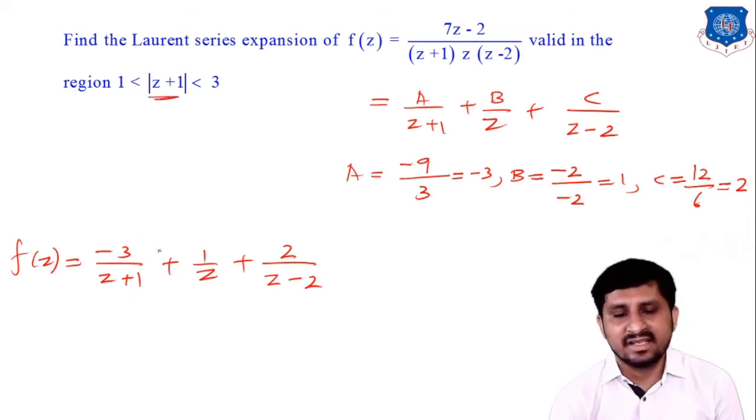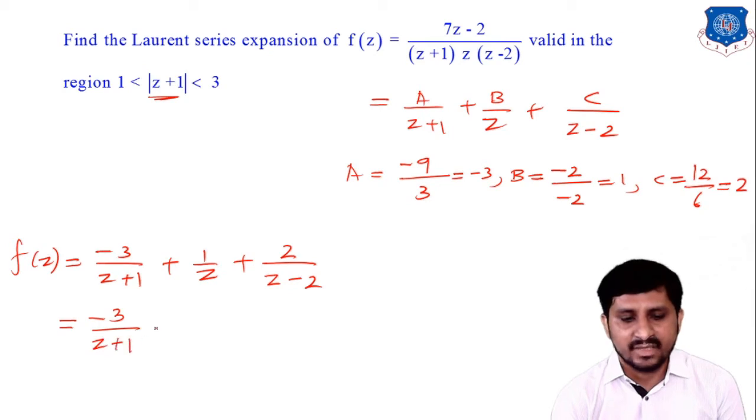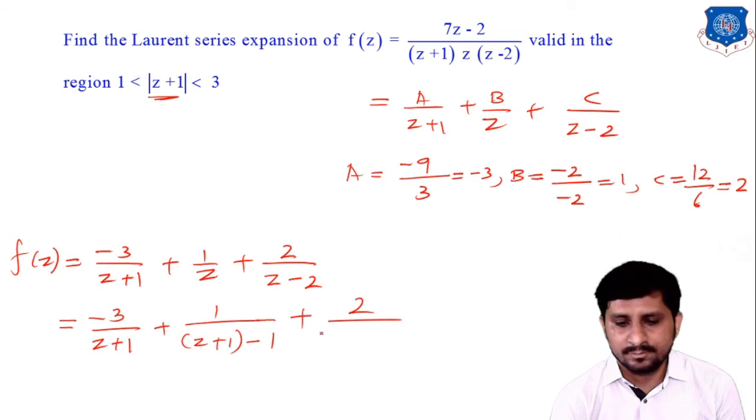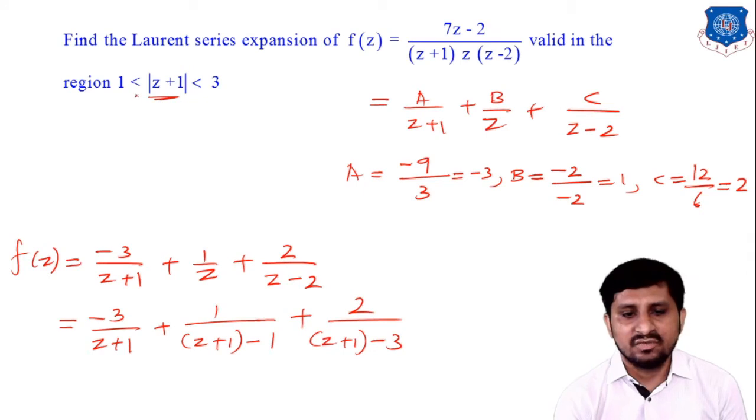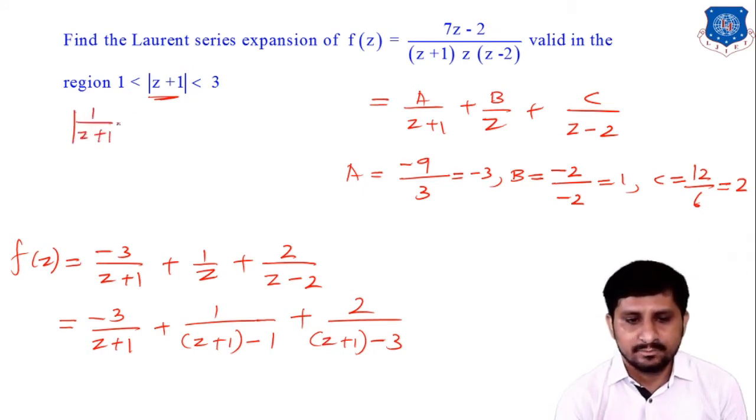So the first term is as it is, because minus 3 upon z plus 1, you don't need to simplify this term. Instead of z, can I write z plus 1 minus 1, correct? And here also, plus 2 upon z plus 1 minus 3, right? And because 1 less than mod z plus 1, I can write mod 1 upon z plus 1 less than 1, and also you can write mod z plus 1 by 3 less than 1.